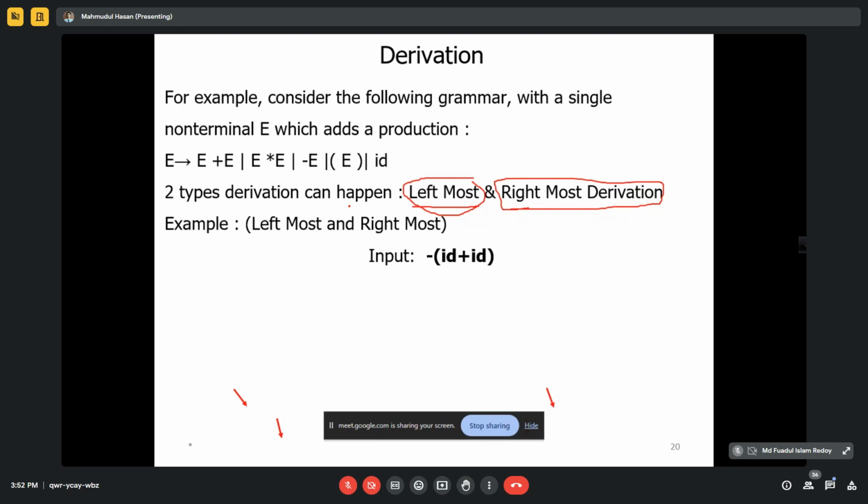Suppose precedence. When we apply precedence, where there will be plus, minus, or same power, for more number of operations or operators.